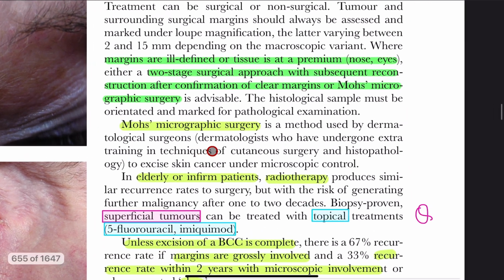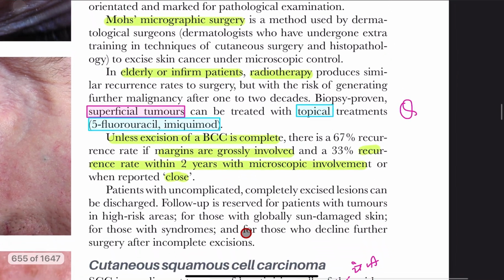So in surgery we have to do more microscopic surgery. We'll discuss in Schwartz. And in superficial tumor you can do topical 5-FU and imiquimod.